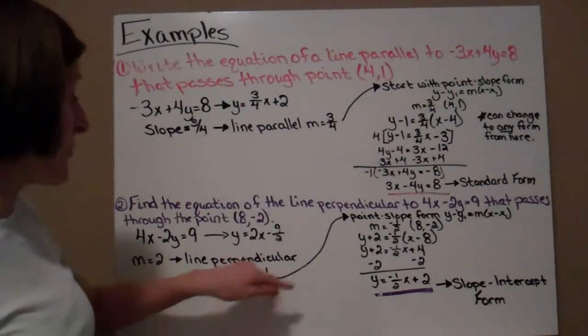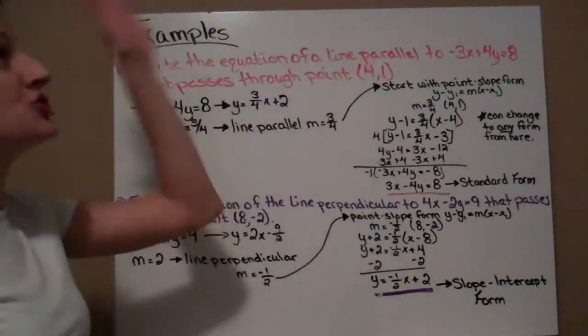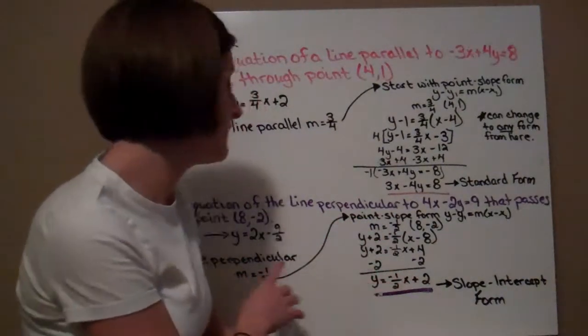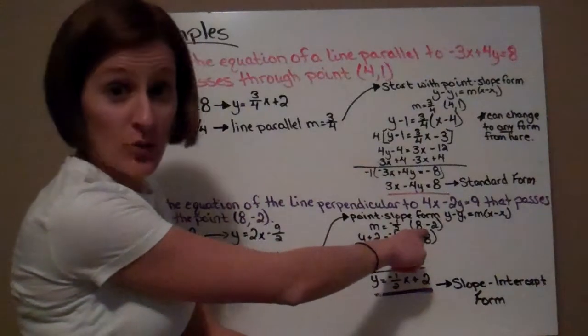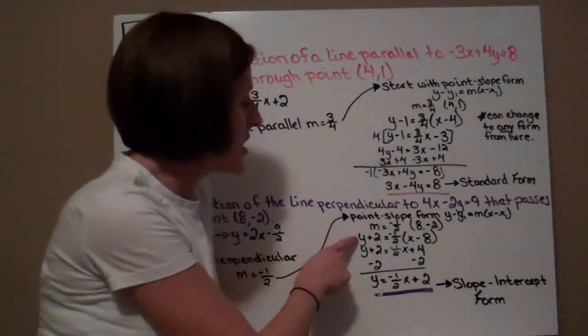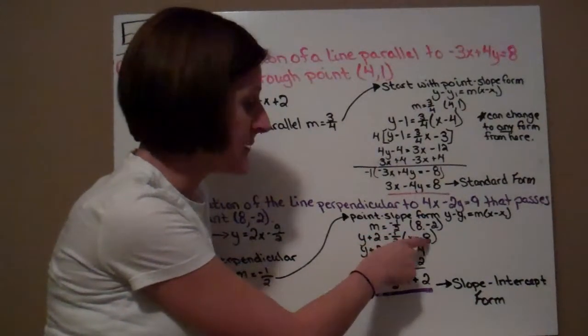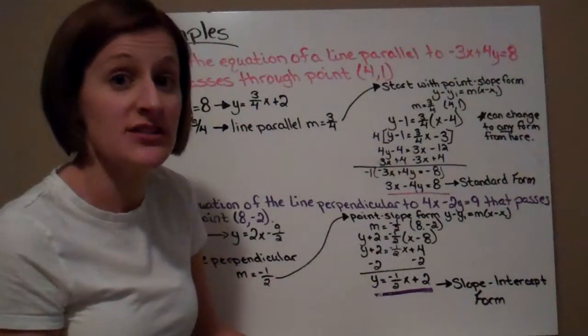So I take this slope. I ignore that equation. Don't need it anymore. Okay, take that slope, put it in point slope form with the point that you're given, (8, negative 2). You get y plus 2 equals negative 1/2 times x minus 8. This time let's put it in slope-intercept form.